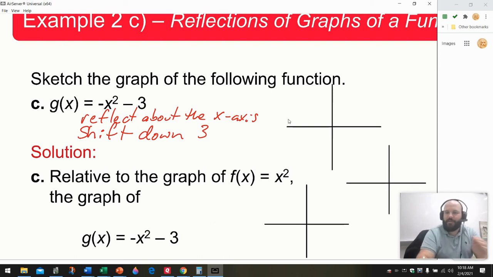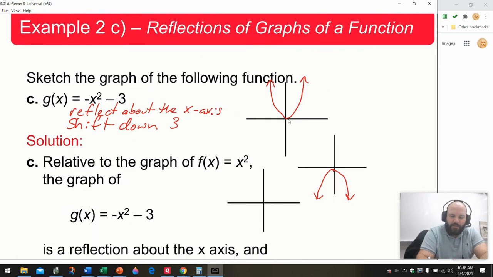That's why I'm showing you these in stages. So the first thing we're going to do is look at the parent function. The parent function of x squared is simply a parabola, just like that. If we reflected it about the x-axis, here's the x-axis. If we flip it, we're flipping it this way. That means it's going to flip that parabola upside down. Okay? And that's actually something that you guys already knew previously. If that lead coefficient is negative, the parabola is going to face down.